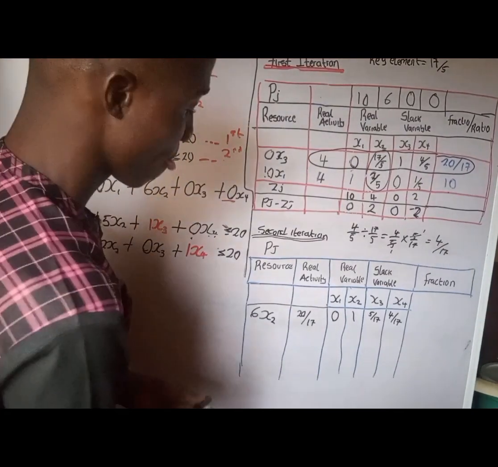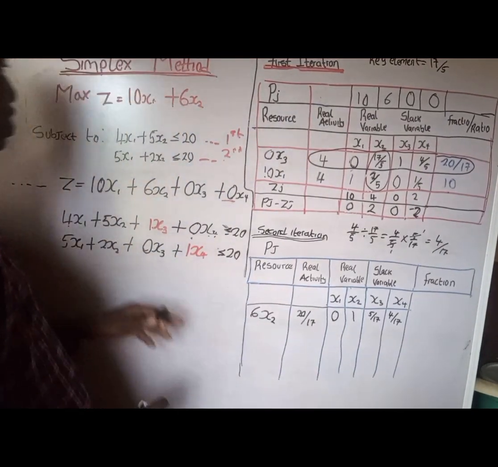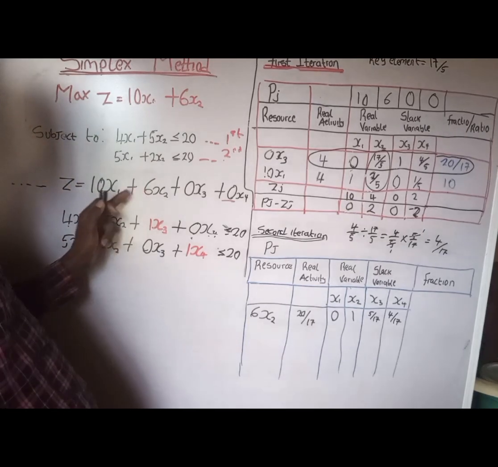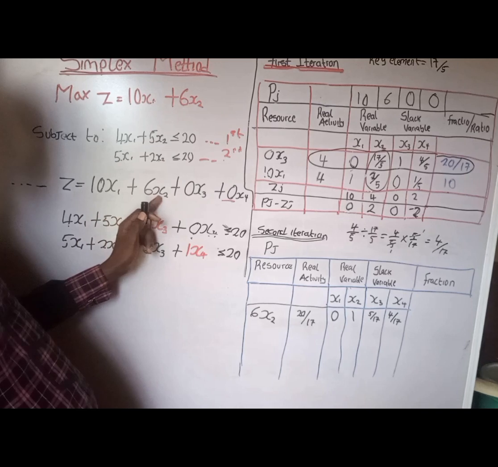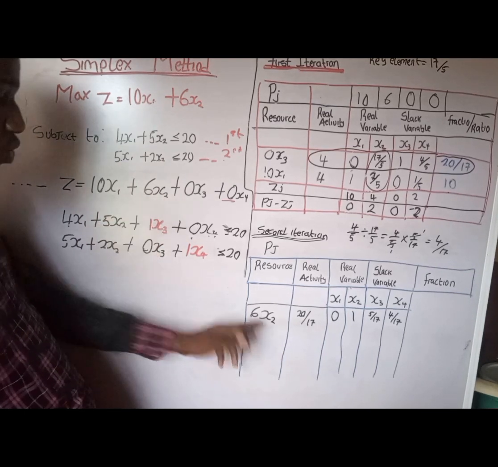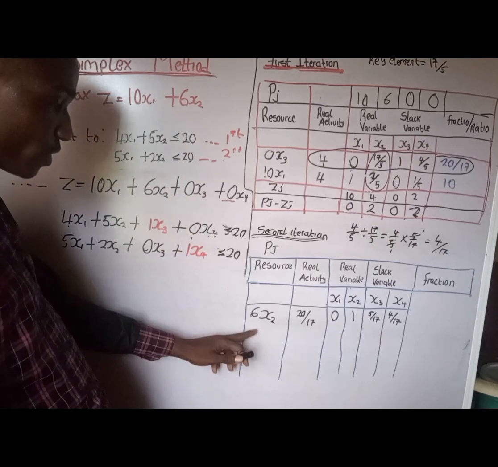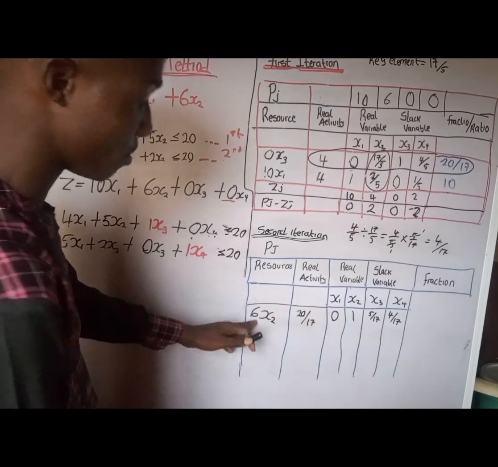Don't forget, the reason why I put 6 here is that when you check the standard objective function, the coefficient of x2 in the standard objective function is 6. So I have to put 6 here. If the coefficient is 4, I'm going to put 4 here. So therefore, don't be confused that I put 6 here.